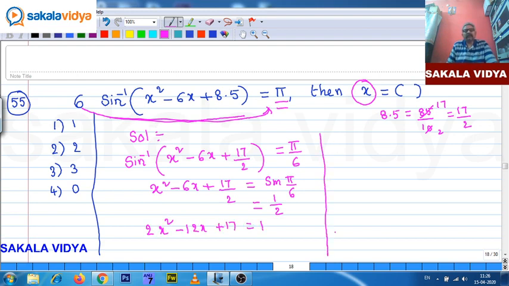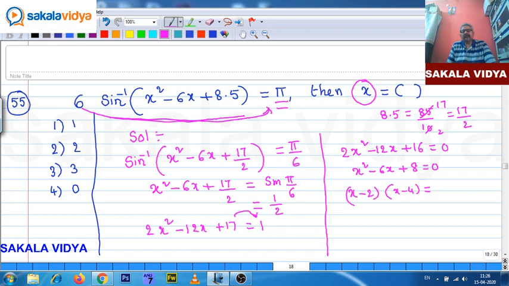Now you can write 2x square minus 12x plus 16 equals to 0. How did you get 16? 17 minus 1. Divide by 2. x square minus 6x plus 8 is equal to 0. This we can write x minus 2 into x minus 4 equals to 0. We get x is equal to 2 or 4. Yes, 2 is there.